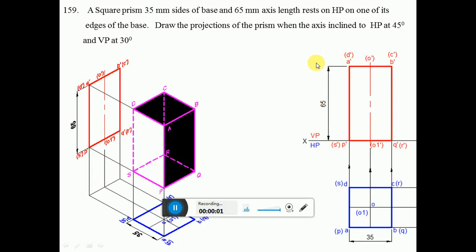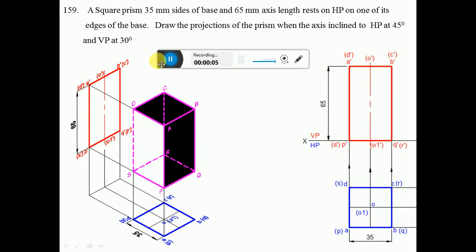So a square prism of 35 mm sides of base and 60 mm axis length rests on HP on one of its edges of the base. Draw the projections of the prism when the axis is inclined to HP at 45 degrees and VP at 30 degrees. Since the square prism is resting on HP, obviously we have to start from HP.